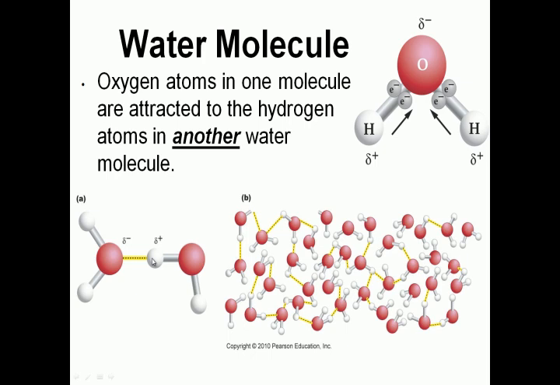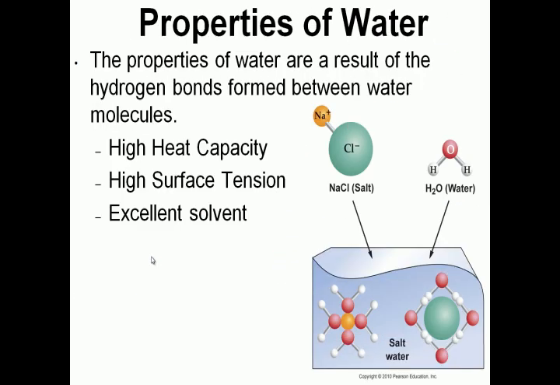Hydrogen bonds are very weak bonds. If we look at the order of strength of these bonds, we see that covalent bonds are the strongest, ionic bonds are the next strongest, and then hydrogen bonds are the weakest. Interestingly, these hydrogen bonds give water a number of unique properties.